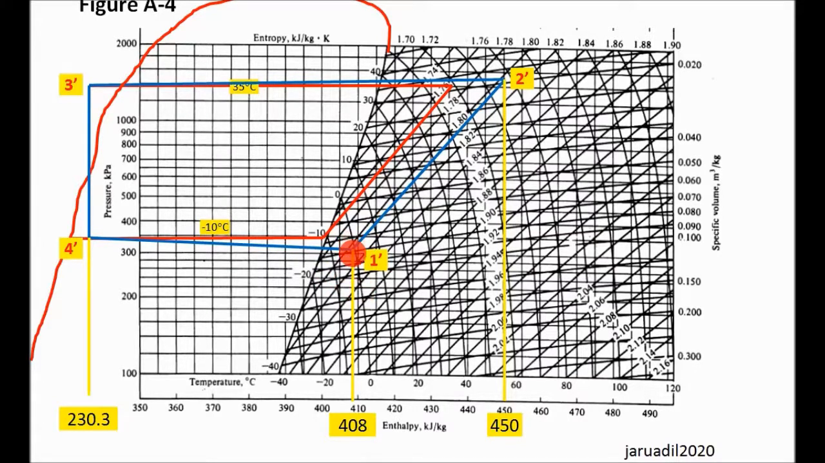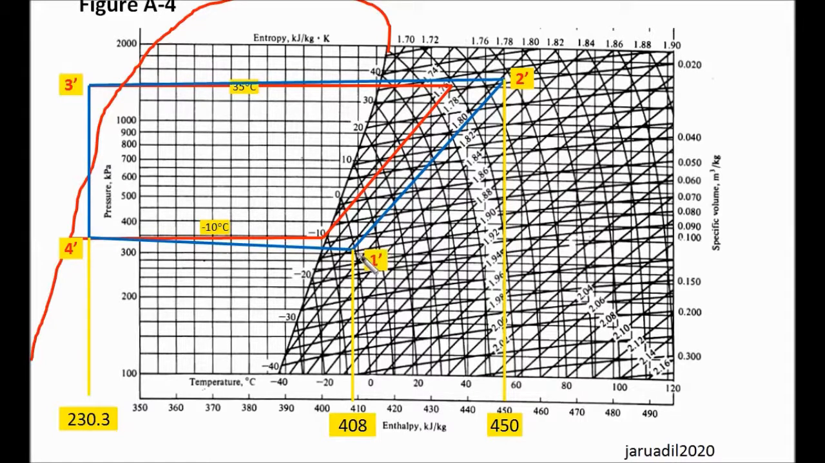So, paano mo ito makukuha ang 1 prime? Hahanapin mo itong 0. Ito yung 0, diba? Ito yung constant temperature line niya. Yan ang constant temperature line niya. So, kukunin mo lang yan dito sa 4 at papunta dyan. So, ano ng temperature nito? This is 0, right? 0 degrees kasi nag-superheat siya.